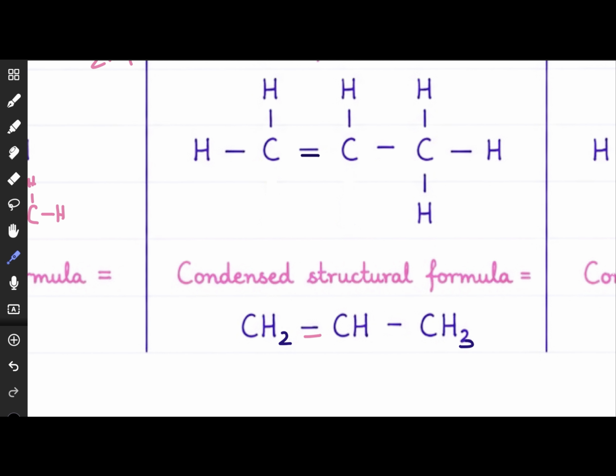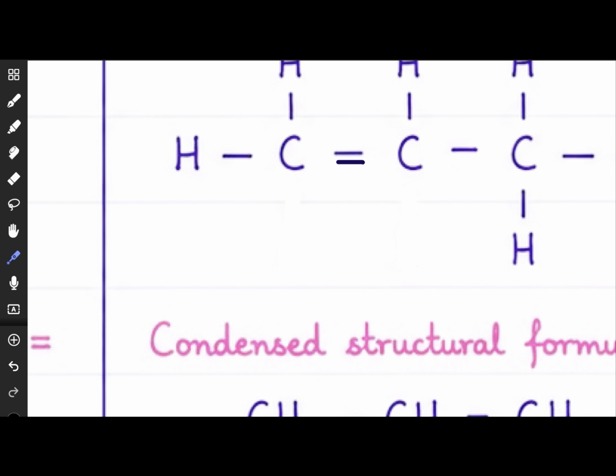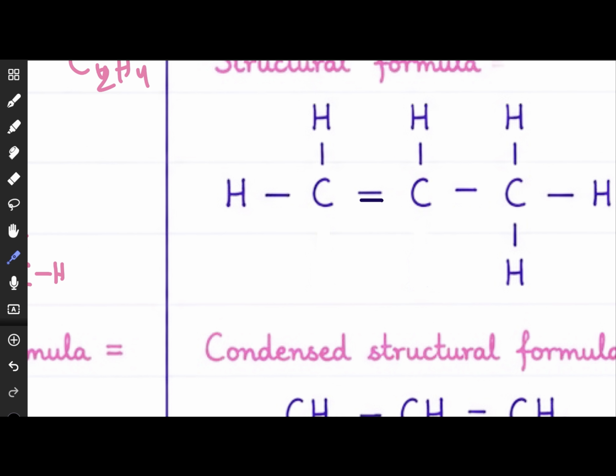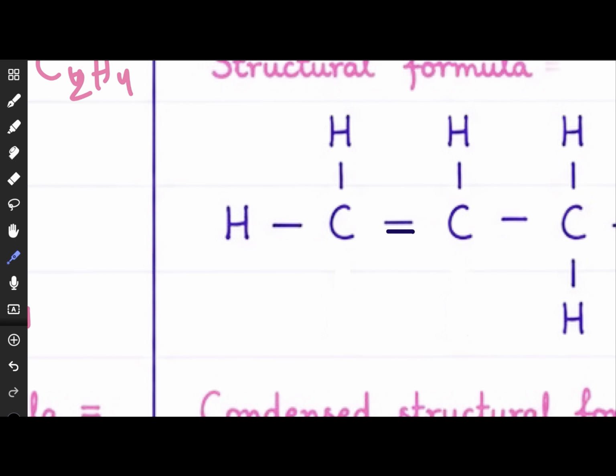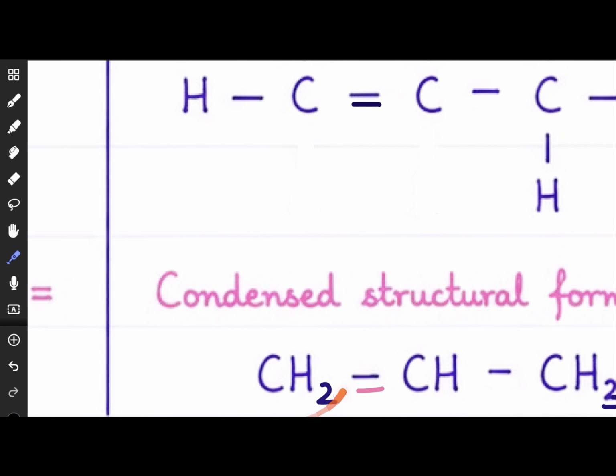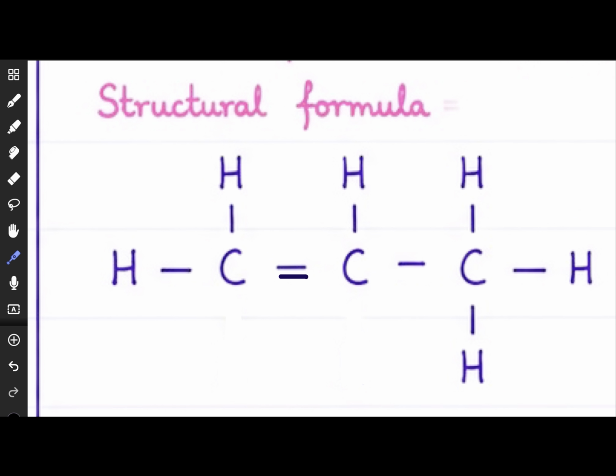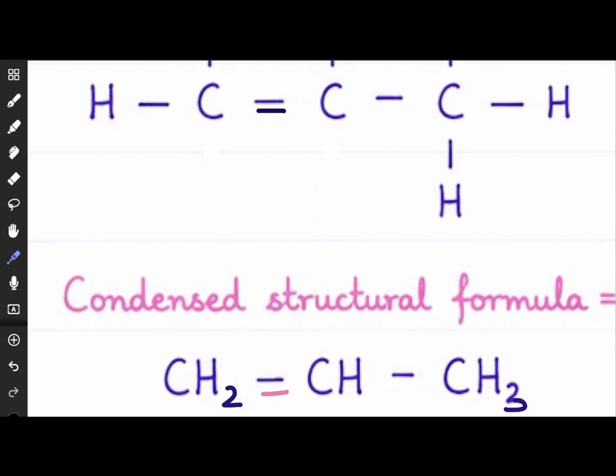Now, how to write the condensed structural formula? It's the same thing again. Firstly, draw the double bond, and then see what is beside the double bond. Here on the left side we have CH2, so we're going to write the CH2. And on the right side we have CH only, so we're going to write CH.